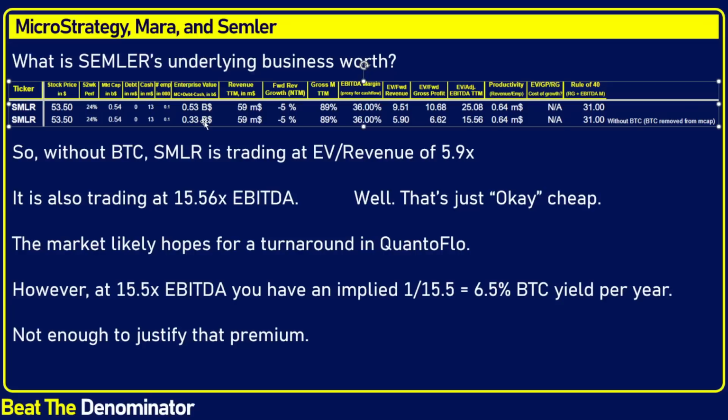So market cap is roughly the same. So really, without the BTC, Semler is trading at an enterprise value over revenue of almost 5.9, and it's trading at an EBITDA multiple of 15.566. Now, for a business with flattish to declining sales, that's cheap, but that's just okay cheap. That's not really dirt cheap.